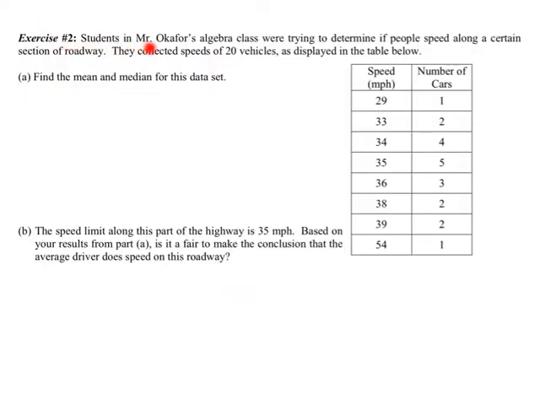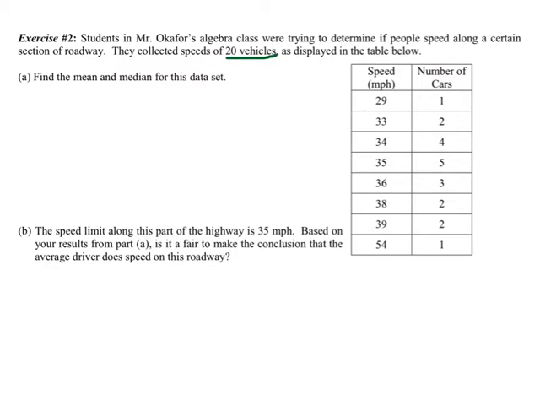Exercise number 2. Students in Mr. Okafor's algebra class were trying to determine if people speed along a certain section of roadway. They collected speeds of 20 vehicles as displayed in the table below. I'm going to underline something right away, 20 vehicles, because that's going to help me find my mean. Find the mean and the median for the data set below.